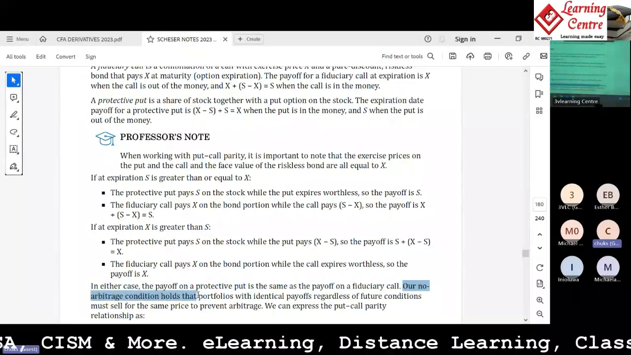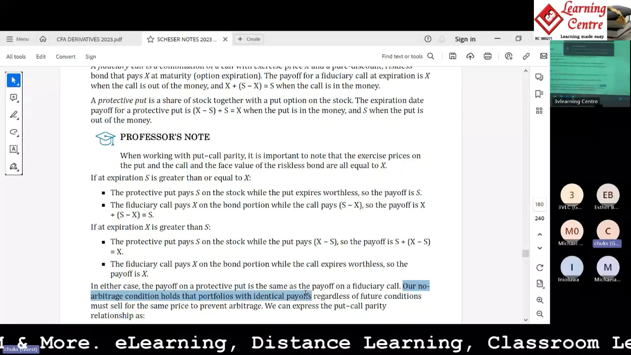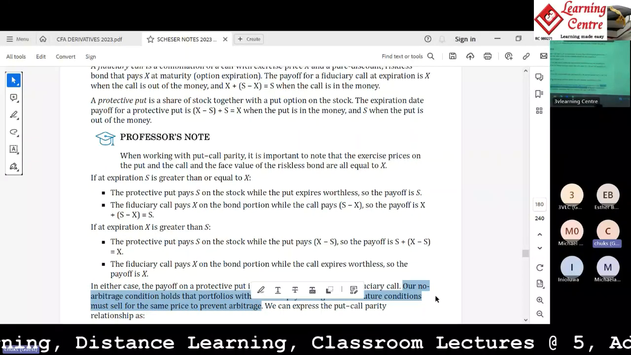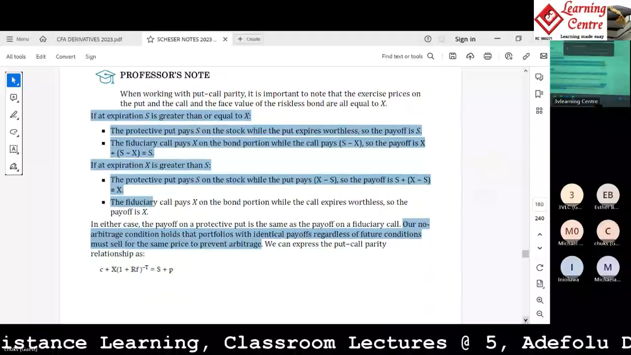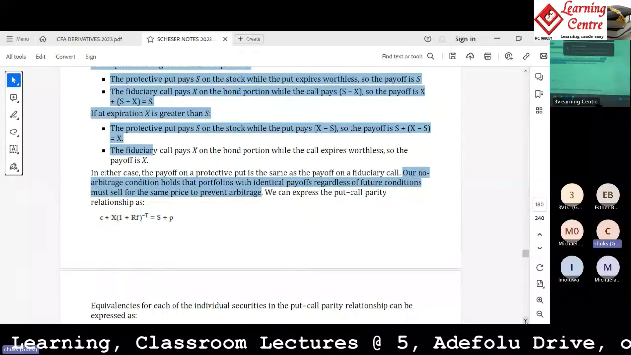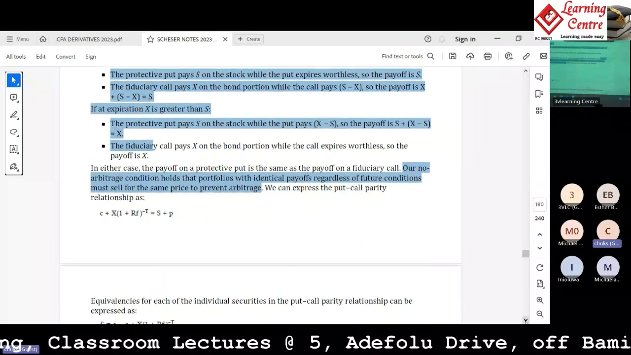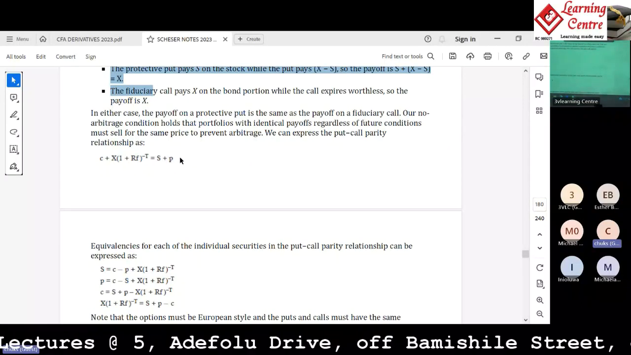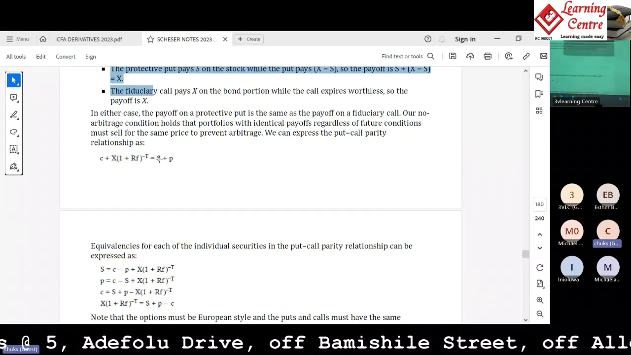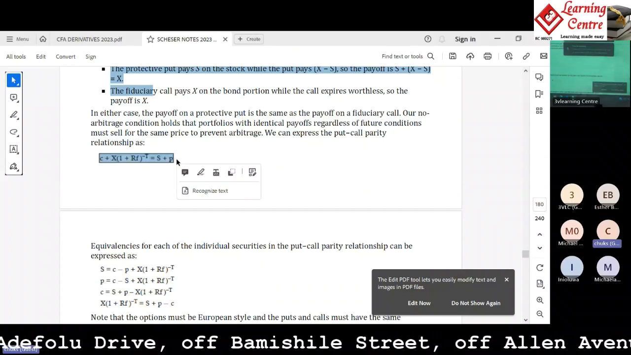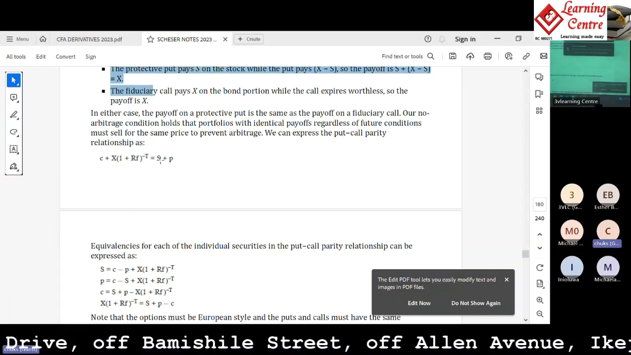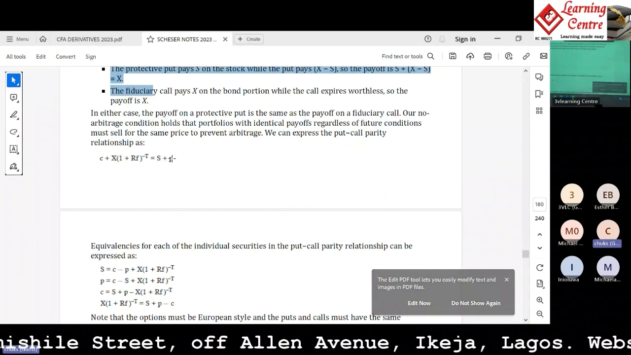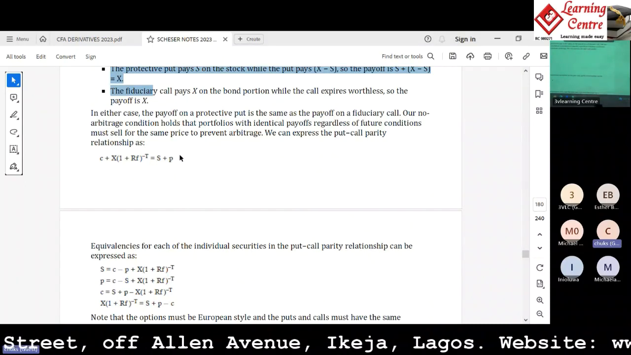Our no-arbitrage condition holds that portfolios with identical payoffs, regardless of future conditions, must sell for the same price to prevent arbitrage. So the formula tries to merge the two together to say the call option must be equal to this. This S is the stock. So this is the protective put part, this one on the right, which is the stock that you want to enter into a put option. You have the stock with you plus the put option that you have. That's you on the protective put side.